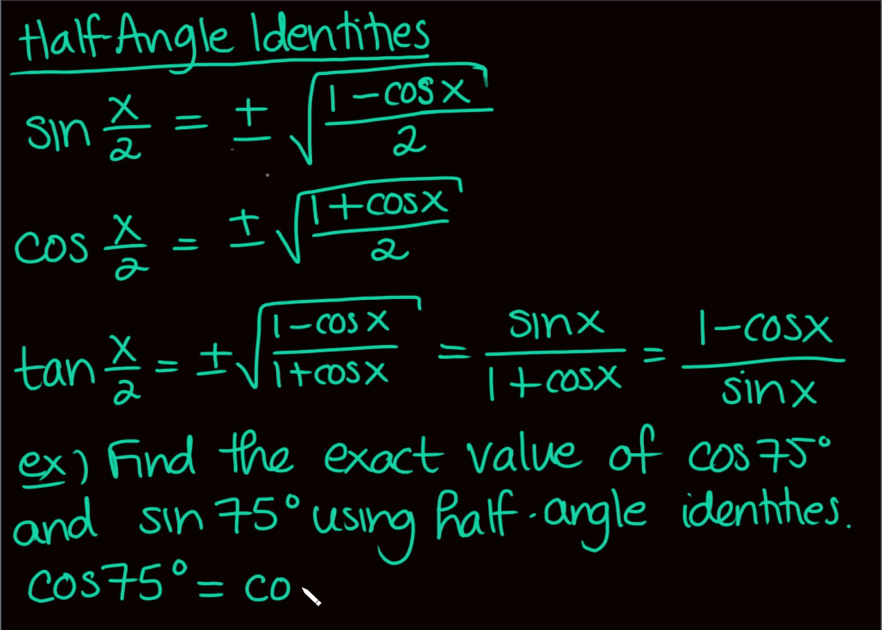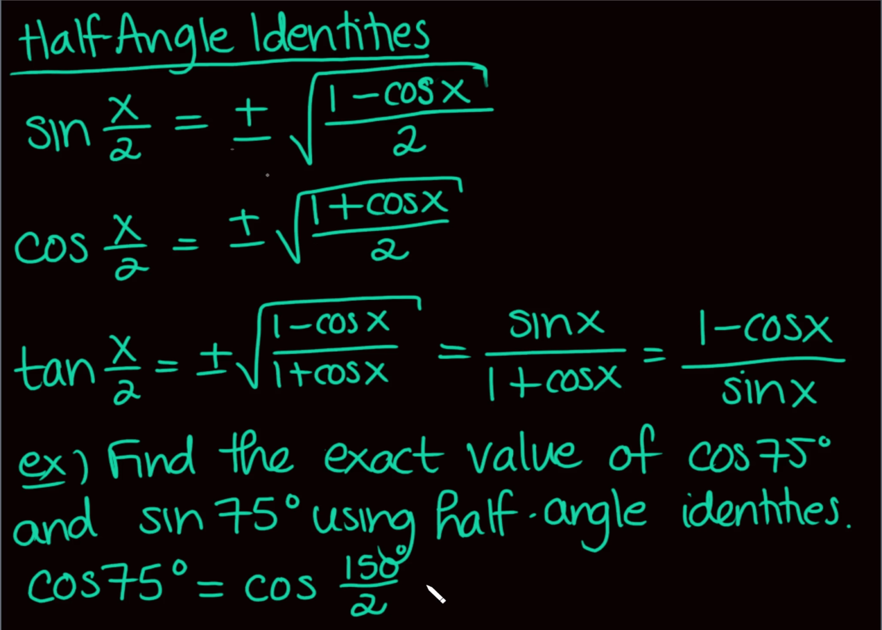So 75 is really just double 75 divided by 2, right? 150 divided by 2. That's true. Yes? So 75 degrees is really 2 times 75 divided by 2. So 150 divided by 2. Now, why is 150 a number that I can work with? Because its reference angle, you guys, is 30 degrees. And if I know its reference angle is 30 degrees, then I know I can use this.